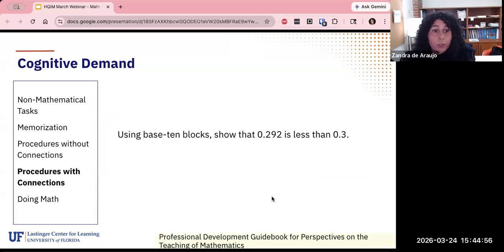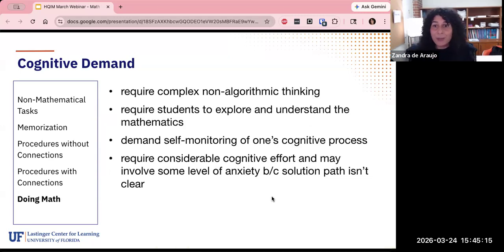So something like this: using base 10 blocks, show that 0.292 is less than 0.3 or 3/10. So you're showing something, it could be a procedural type problem, but you're using base 10 blocks to make a connection there. So there's a procedure, but with a connection to a representation in this instance. And then finally, doing math, which are very rare and probably should be less common because they take a lot of cognitive effort and they're very deep and they're hard to find good ones.